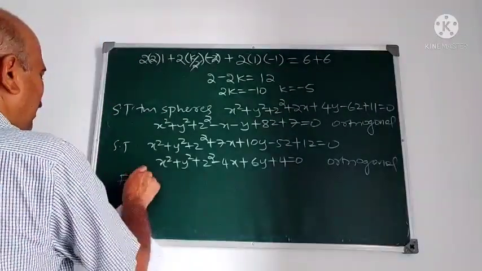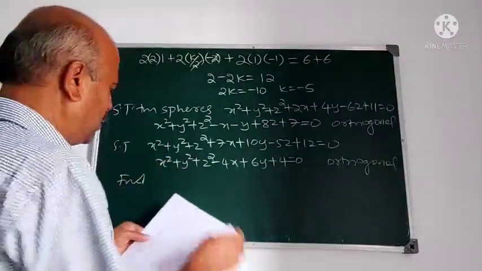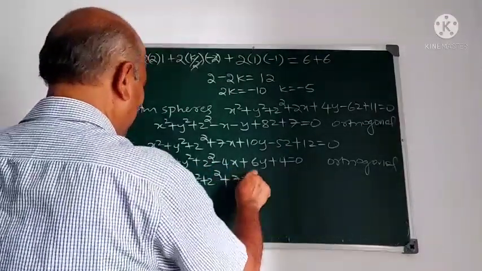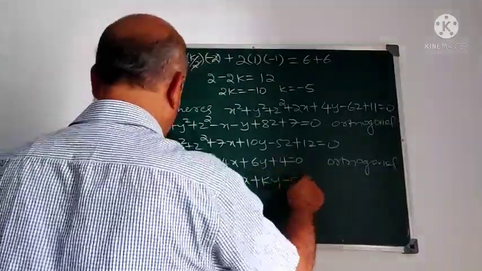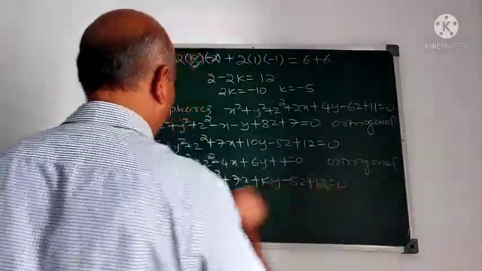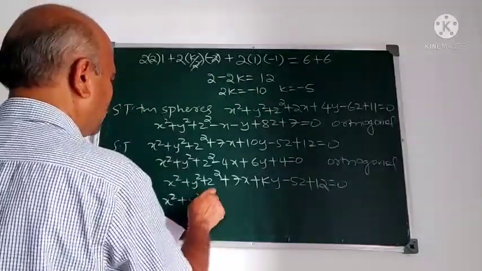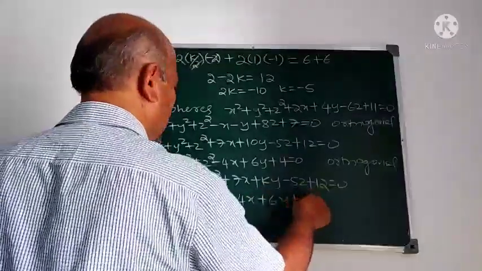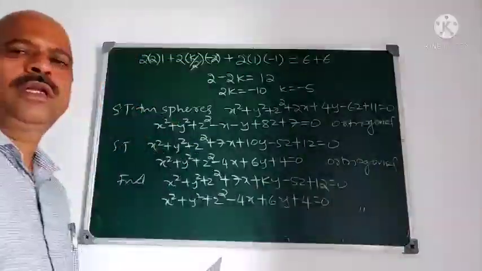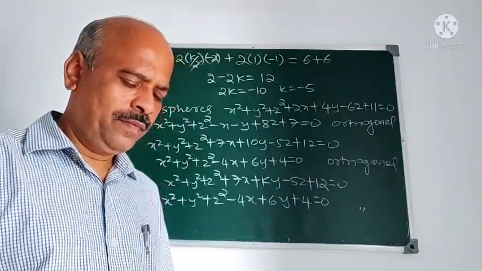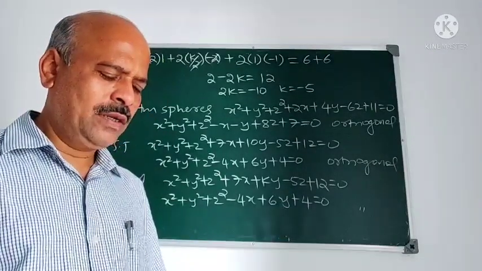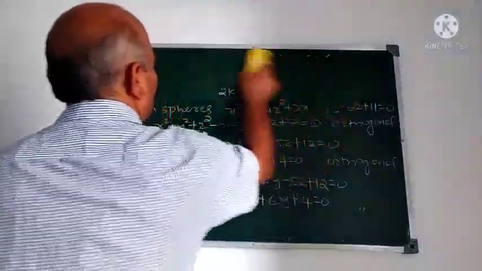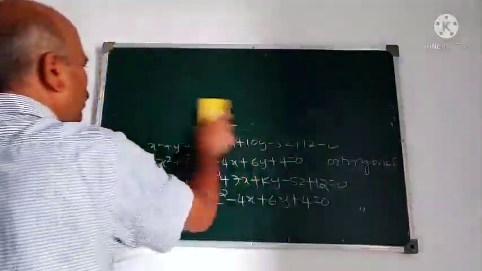One more, find k type of problem. Find k so that the spheres x square plus y square plus z square plus 7x plus ky minus 5z plus 12 is equal to 0 and x square plus y square plus z square minus 4x plus 6y plus 4 is equal to 0 are orthogonal. Find the value of k so that they are orthogonal. These are some 2 marks problems.